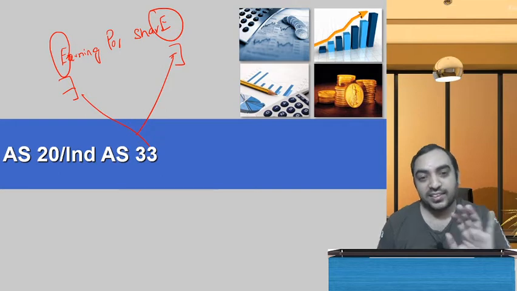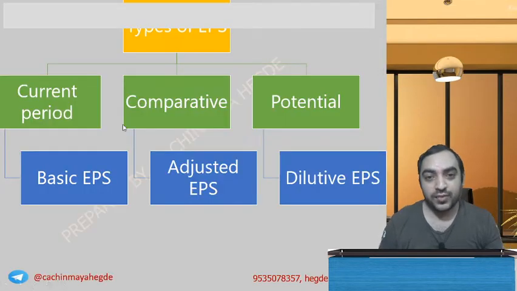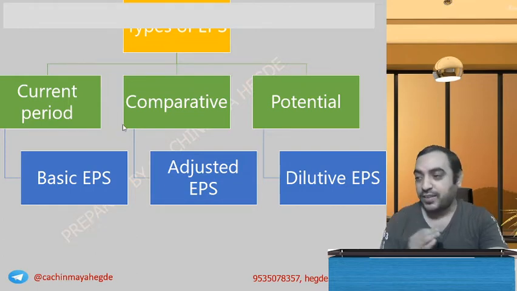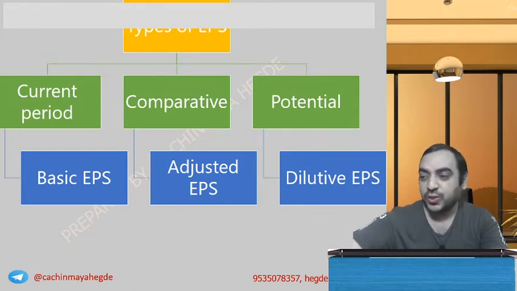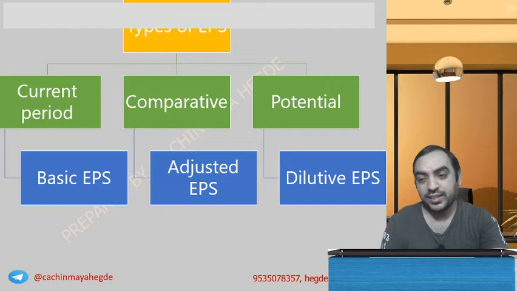So let's go forward then. We have three types of EPS: current period EPS, previous year EPS, and then future year EPS.